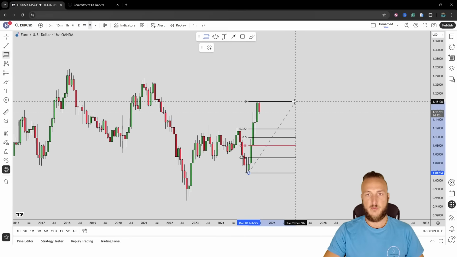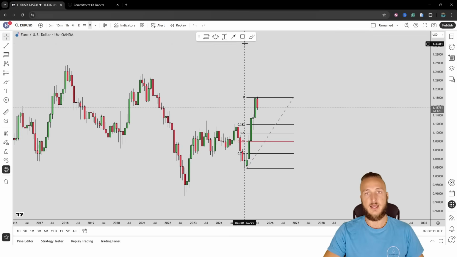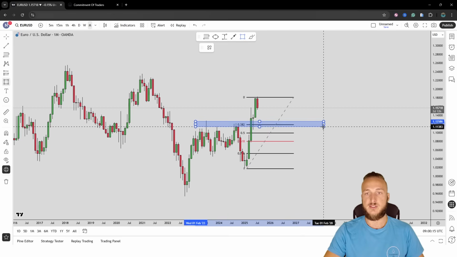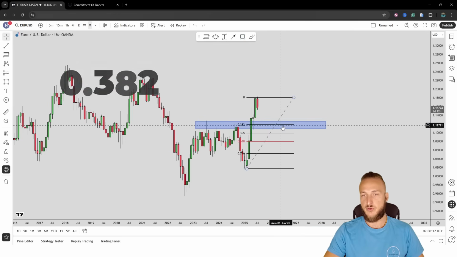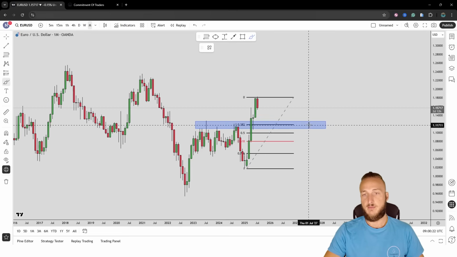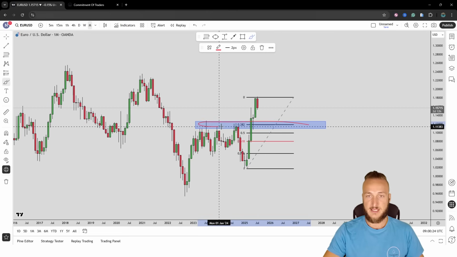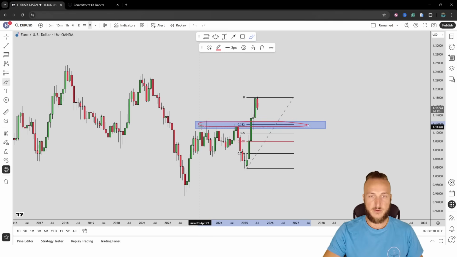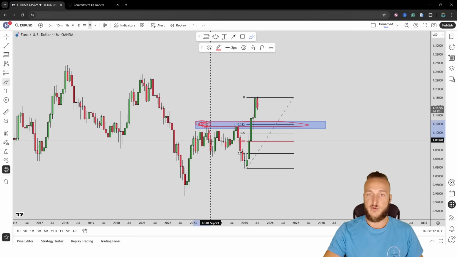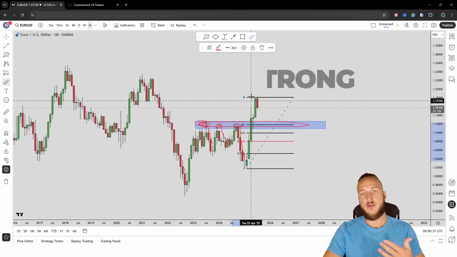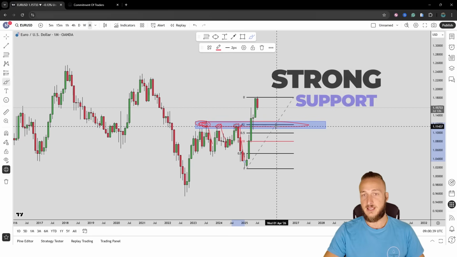Now, if we take our Fibonacci from the low to the high of the impulse leg, we can already understand that the most important retracement level in this case is the 0.382. Now, why is it the 0.382? Because if we take a box and extend it to the left, as I just did, we can easily understand how the 0.382 is lining up perfectly with the previous level of resistance, which was acting as resistance all across this zone, and now that the market has broken it to the upside, is acting as support.